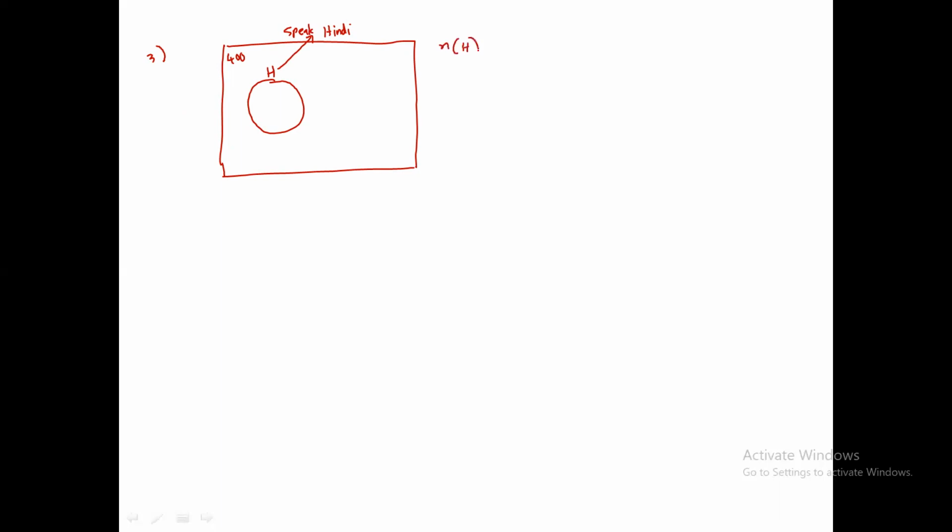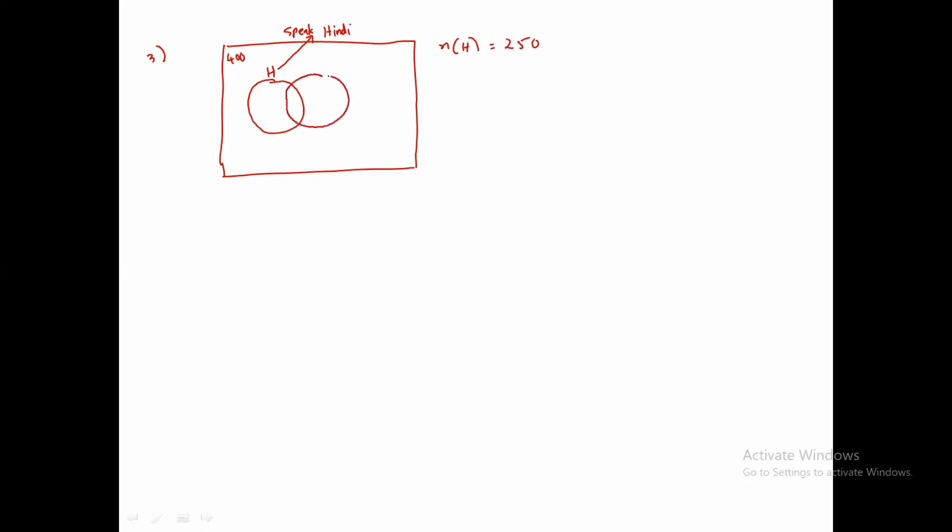Let's go to third question. In a group of 400 people, so I will draw the set. Total 400 people. There is a set H. That means people who speak Hindi. That is the set. So number of people who speak Hindi is 250.